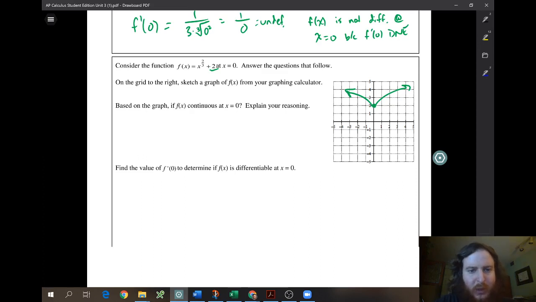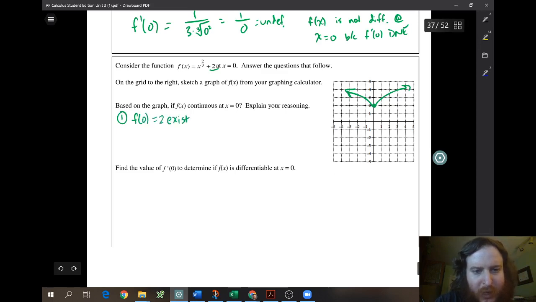Based on this graph, is it continuous? Well, looking at it, yes, but we can't just say it's continuous because it's connected. You always need to justify with our 3 continuity rules. So f of 0 equals 2, that exists. This is essentially almost the exact same repeat as the last question. Then to prove the limit exists, we need to show the limit of the left side and the right side. The limit of the left side is equal to 2. The limit of the right side of f of x is equal to 2. So the overall limit as x approaches 0 of f of x equals 2.